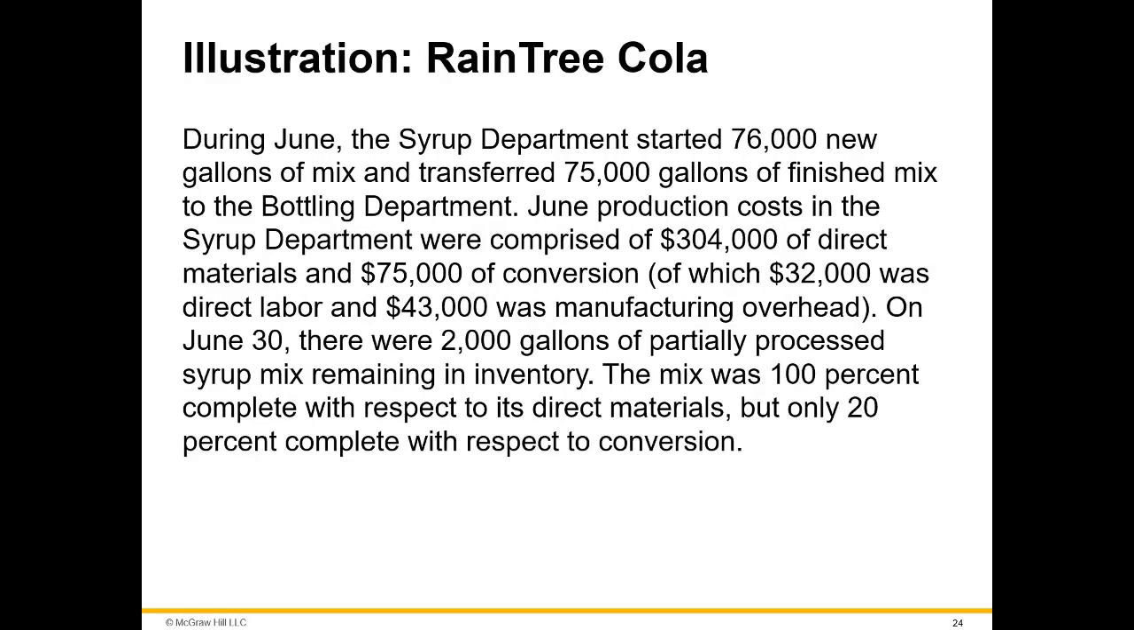During June, they started 76,000, transferred 75,000. They had production costs within the department of 304,000 of materials, 75,000 of conversion. These conversion costs, be it direct labor or manufacturing. On June 30th, there were 2,000 of partially processed syrup. Already had the materials in there, but only 20% of the conversion. So let's see how this would roll through as far as equivalent units.